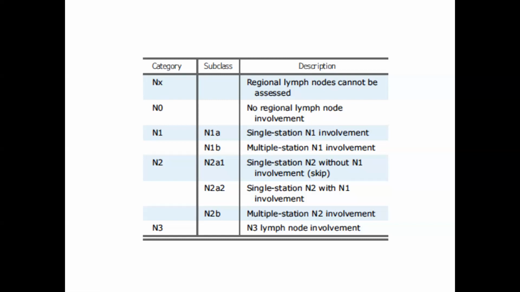So to be clear, we've got a tumor within the lung. We have no evidence of any N1 lymph nodes, but we do have a single station N2 suggestion. That would be N2A1. N2A2, single station N2 with N1 involvement, and then obviously the more concerning scenario of N2B, multiple station N2 involvement. And we mentioned previously N3 lymph node involvement.